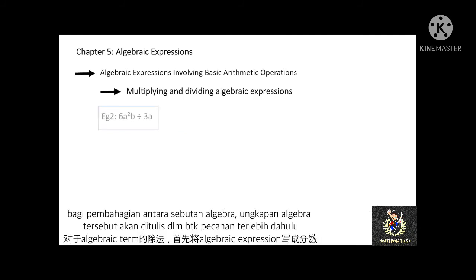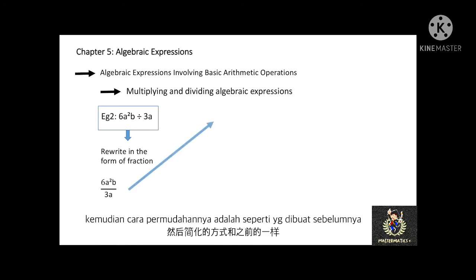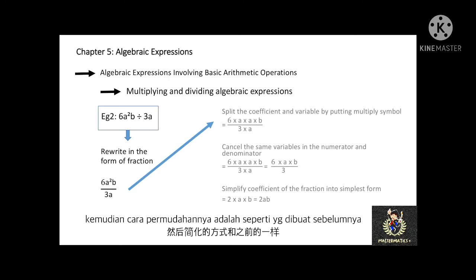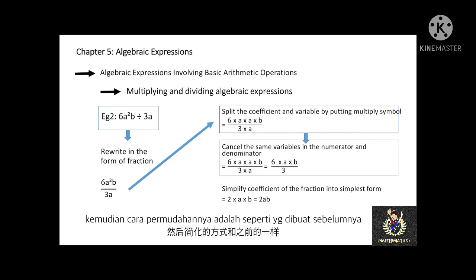On the other hand, for division of algebraic expression, for example, 6a squared b divided by 3a. First, we will rewrite in the form of fraction, which is 6a squared b over 3a. Then, we split the coefficient and variable by putting multiply symbol like what we do in previous example. 6a squared b can be split into 6 times a times a times b, and 3a can be split into 3 times a. We follow by cancel the same variable in the numerator and denominator.